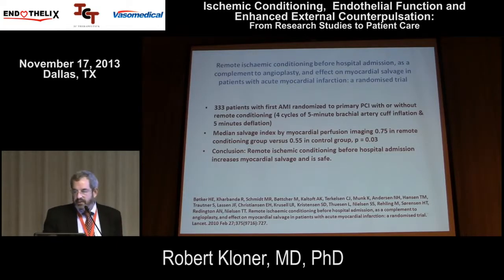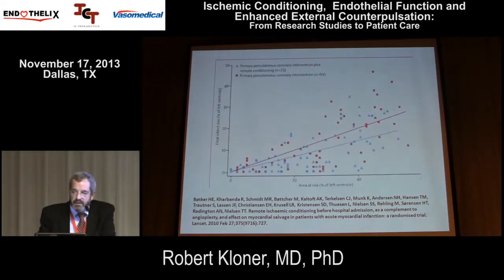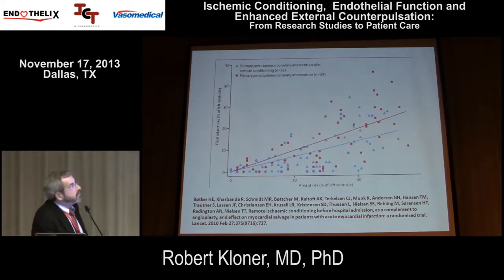The median salvage index by myocardial perfusion imaging was 0.75 in the remote conditioning group versus 0.55 in the control group, which was statistically significant. He and his group concluded that remote ischemic conditioning before hospital admission increases myocardial salvage and is safe. Here is data where he plotted area at risk versus final infarct size, showing that patients who received remote conditioning in the ambulance had a smaller area of necrosis for any amount of risk zone.